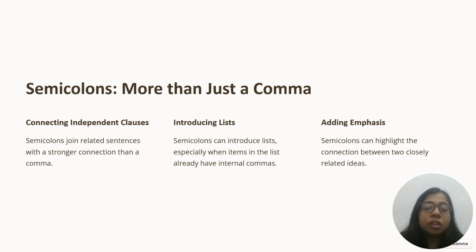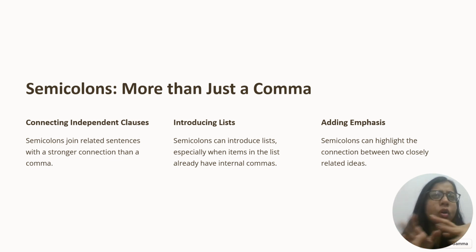Okay. Then to introduce a list, just like the colon did, right? Two dots, colon. It did introduce a list, just like that. Semicolon we also put to introduce a list. Then adding emphasis, okay. A semicolon can highlight the connection between two closely related ideas. When two ideas are there in one sentence and they are very closely related, we use a semicolon to tell that there are two ideas but they are very closely connected.